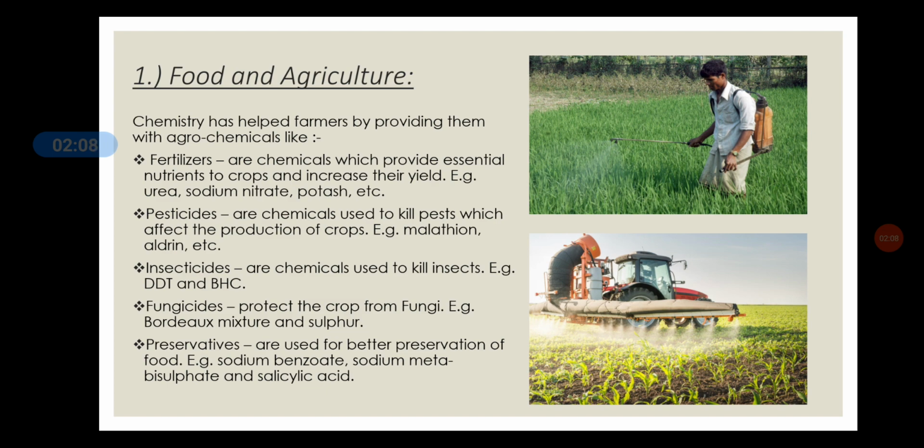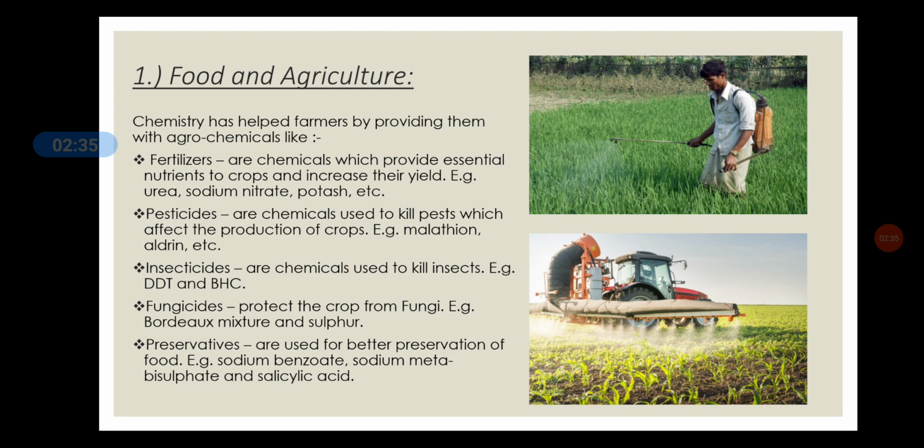Insecticides. These are chemicals which are used to kill small insects which are present in the field, which also destroy the crops. Examples are DDT and BHC. Fungicides. Fungicides are also chemicals which protect the crop from fungi. Examples, Bordeaux mixture and sulfur.